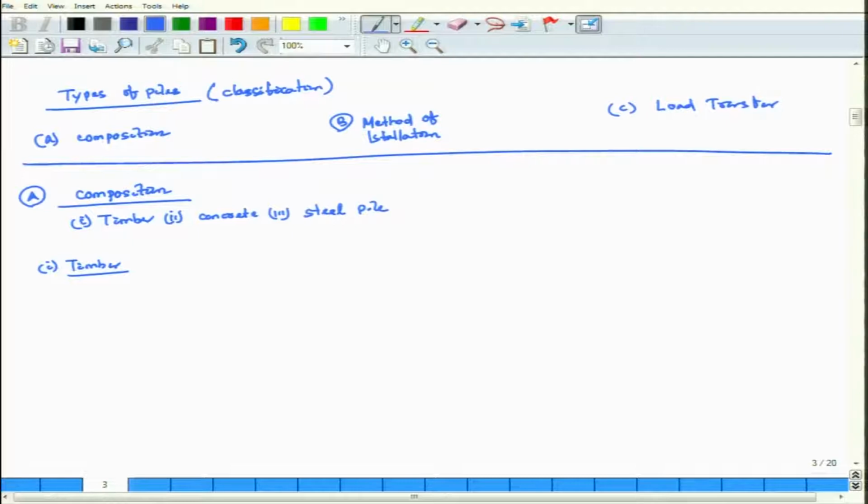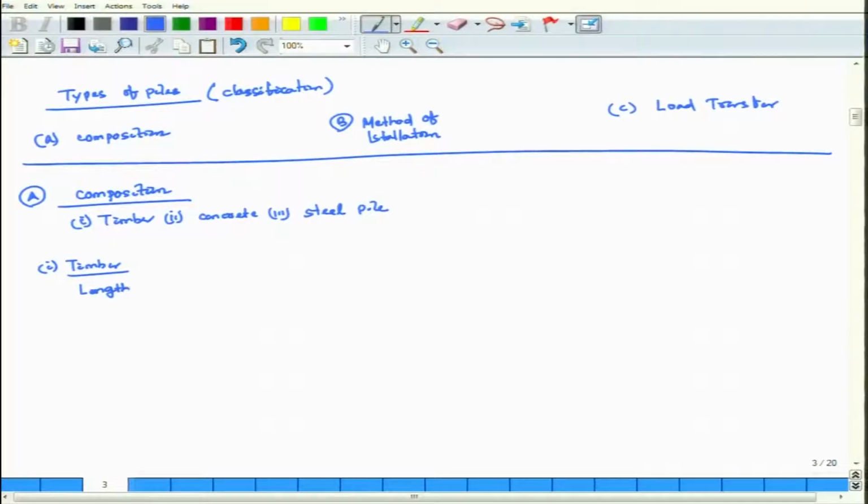Timber pile is made of wood. So, length maximum you can take 15 meter, there are certain specifications. Length maximum for timber pile, you can take it 15 meter, and diameter generally 30 to 40 centimeter at butt, and it is equal to or less than 15 centimeter at tip.